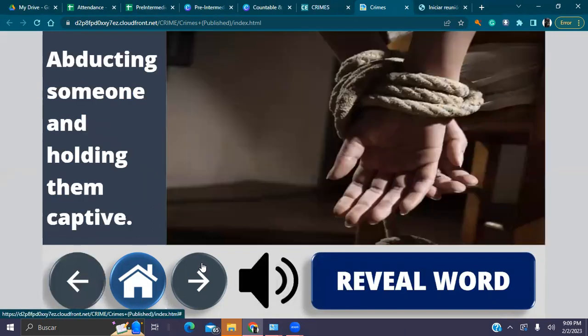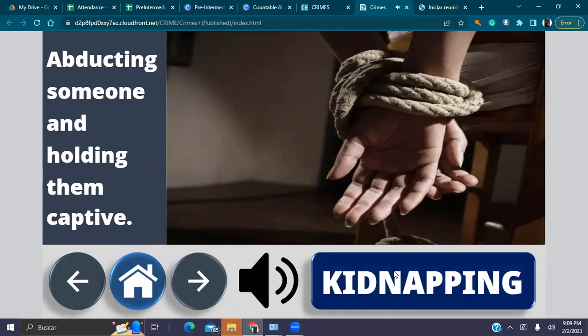Now let's see. Help me read this part, please. Daniel Hernandez, help me with this. Okay, adopting someone and holding them captive. Excellent. So we have abducting someone and holding them captive. What is this? What's this action? Kidnapped or something like that? Close. This is kidnapping. Okay. Kidnapping. Excellent. So it means sequestrar a alguien.